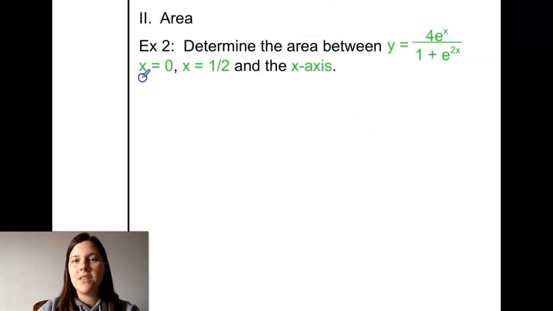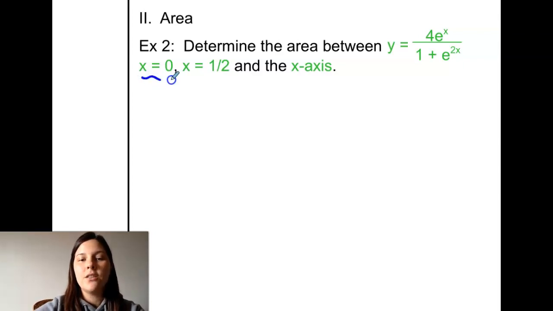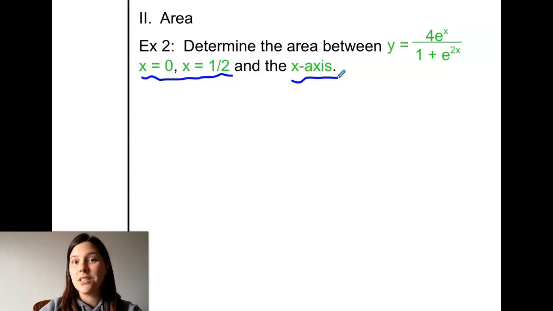All right, we're going to be revisiting our natural exponential function on this one. Notice our function is y equals 4 e to the x all over 1 plus e to the 2x. And we want to determine the area between that function, the vertical lines 0 and 1/2, and the x-axis, or the horizontal line y equals 0. So basically what this is asking us is to integrate the function. Integrals give us that area under the curve.